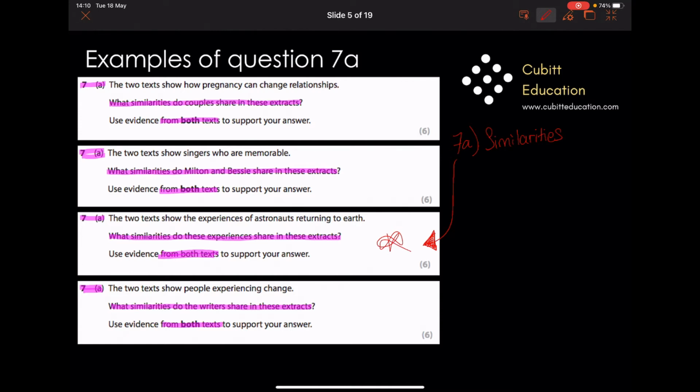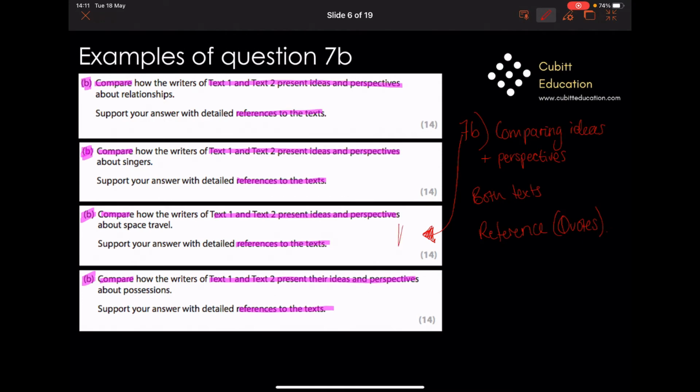The two texts show the experiences of astronauts returning to Earth. What similarities do these experiences share in these extracts? Use evidence from both texts to support your answer. And then we're going to look at 7b. Compare how the writers of text 1 and text 2 present ideas and perspectives about space travel. Support your answer with detailed references to the text.